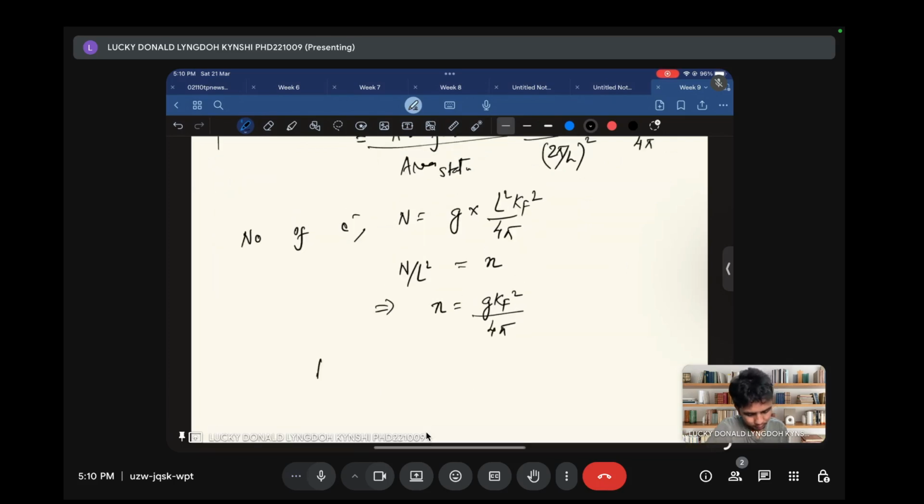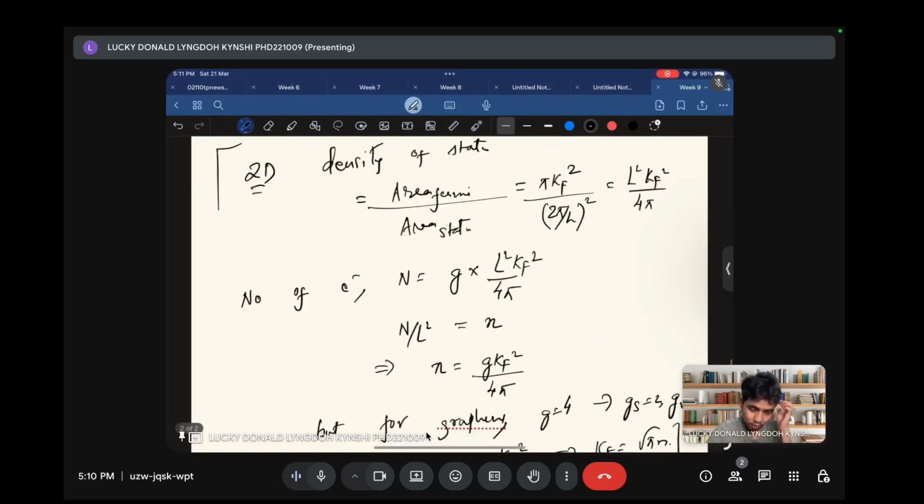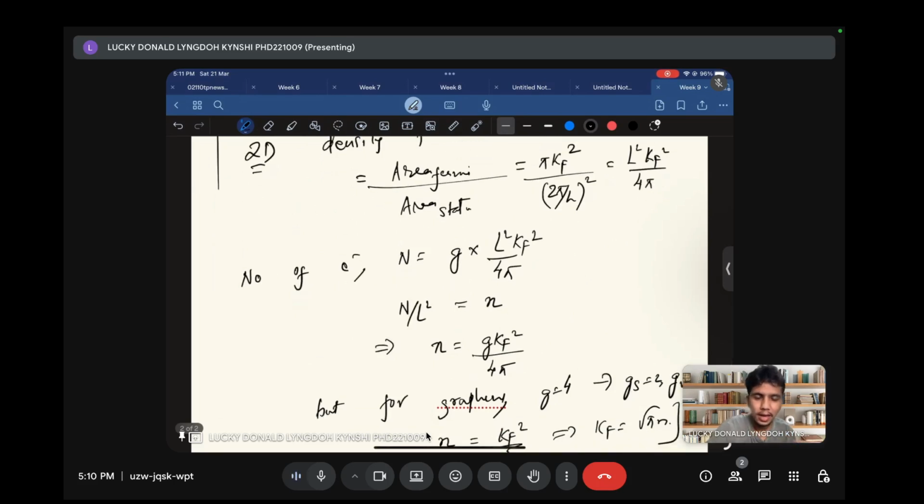Okay, but for graphene, what happens? g equal to 4. How do you get g equal to 4? It is because spin degeneracy equal to 2 and valley degeneracy equal to 2. So there are 4 possible degenerate states. So in that case, your n will be, with g equal to 4, 4 in the numerator and 4 pi in the denominator, 4 and 4 get cancelled. So ideally you will get kf square by pi, or simply kf equal to root over of pi n. Okay, this is how you can calculate how k and n are related to one another.